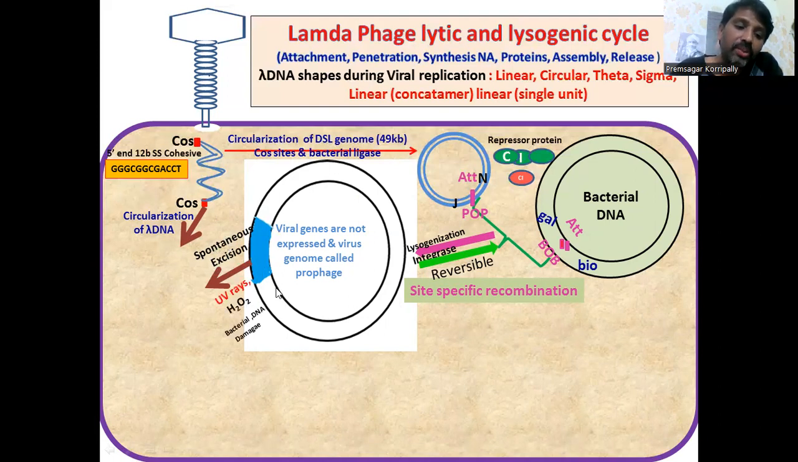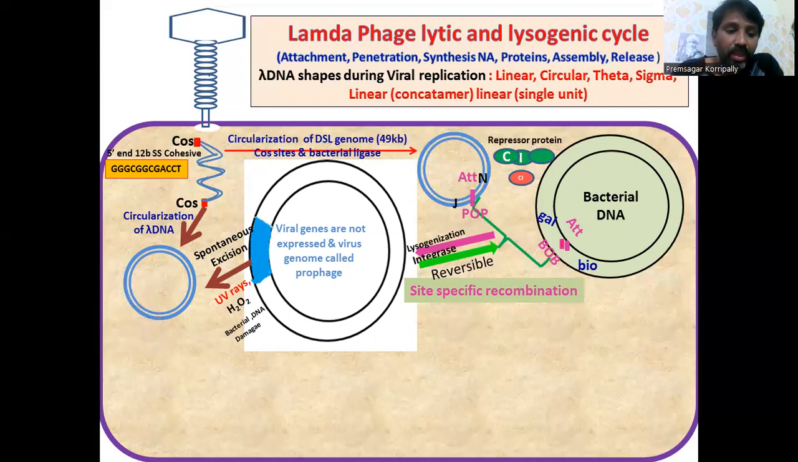But before that, it can also happen whenever the host is undergoing a stressful condition, such as DNA damaging conditions like UV rays or H2O2, which cause bacterial DNA damage. Then the prophage exits from the bacterial chromosome. That process is called induction.